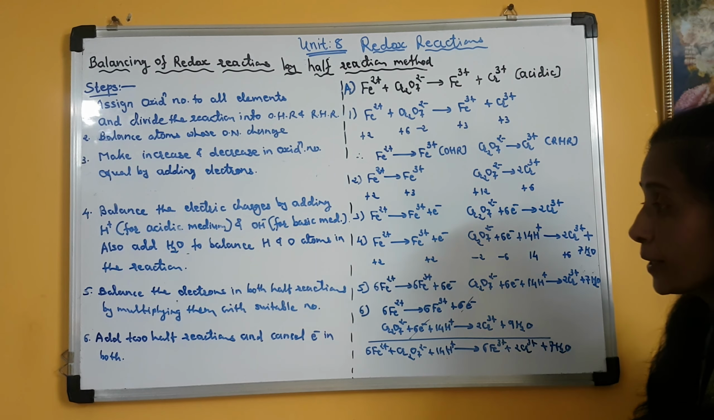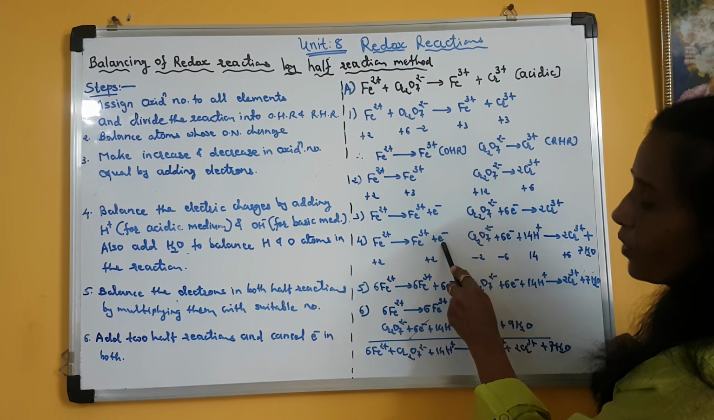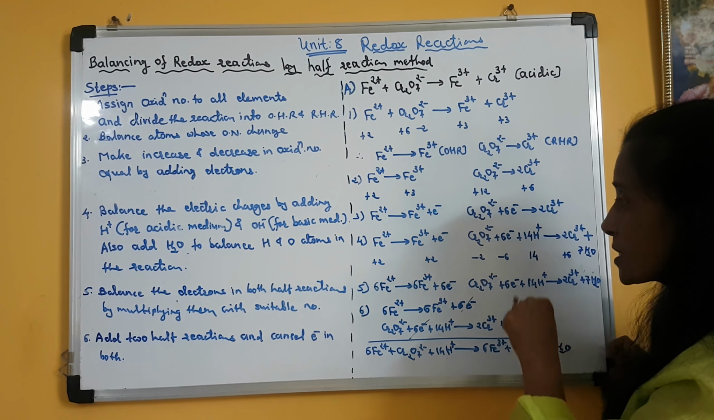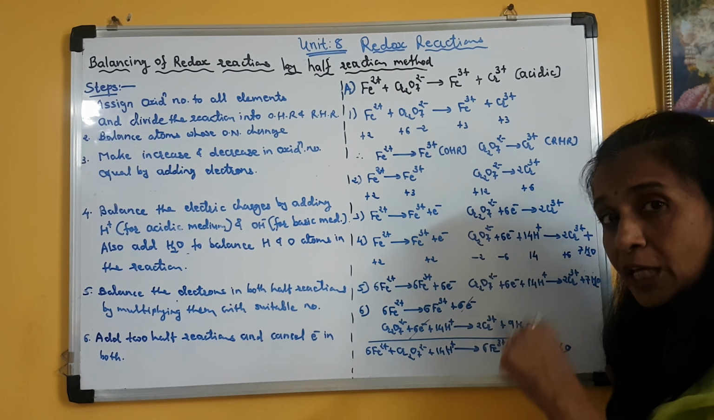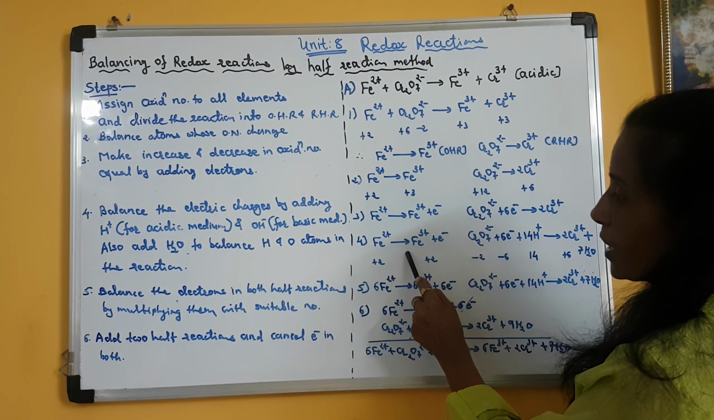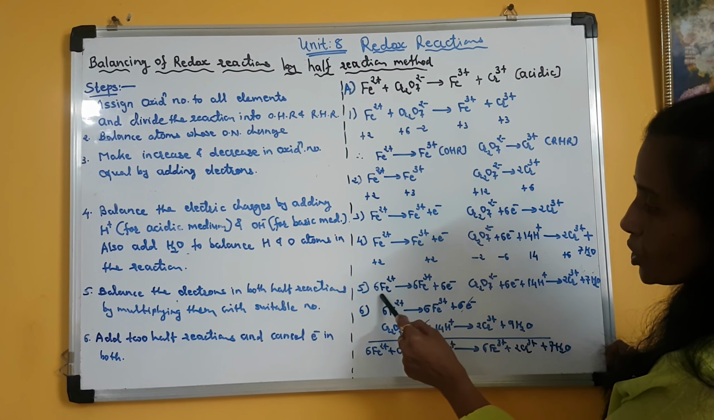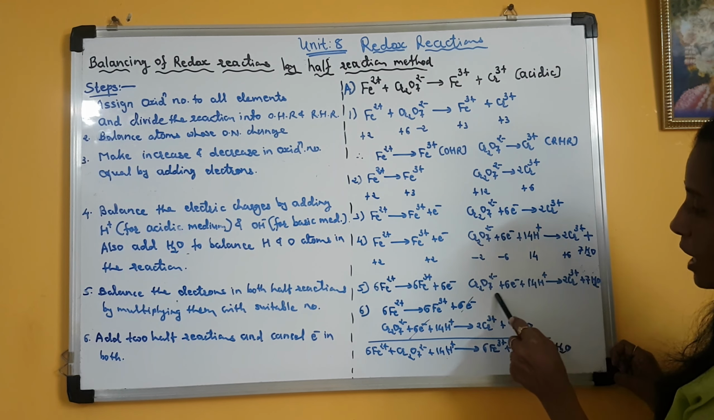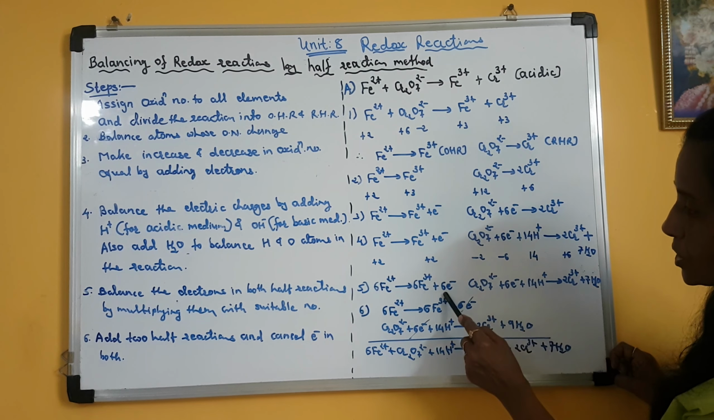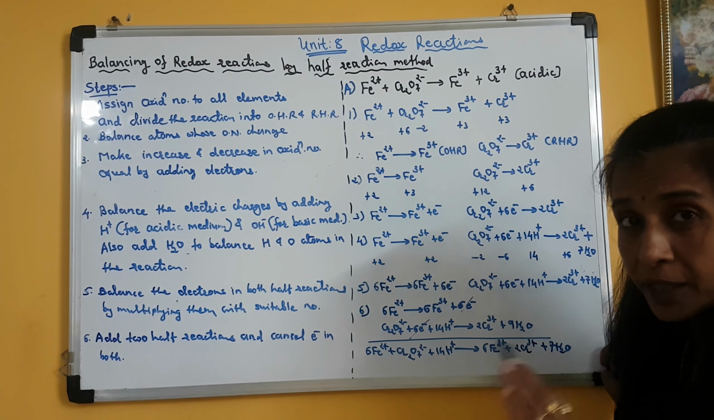Now the next step: balance the electrons in both half reactions by multiplying them with suitable number. Clear? So now I need to balance the electrons. In oxidation half reaction there is only 1 electron. In reduction half reaction there are 6 electrons. It means that to make the number of electrons equal in both the reactions, I must multiply the oxidation half reaction by 6. Clear? So here you can see I have multiplied the equation by 6, and this reduction half reaction I have kept as it is. So now you can see in both the reactions there are 6 electrons. Only electrons we have to balance, not anything else.